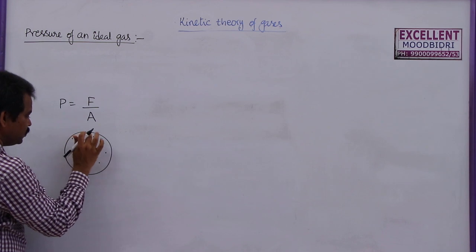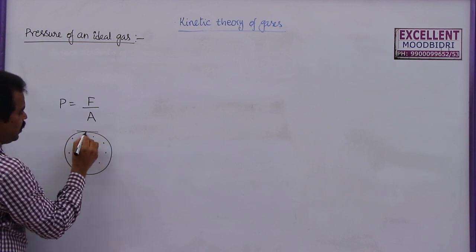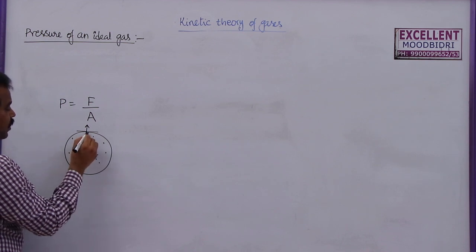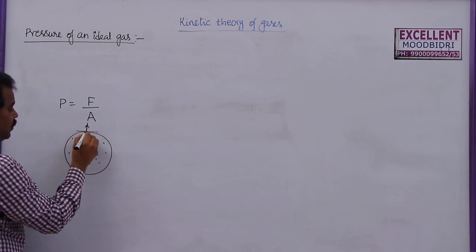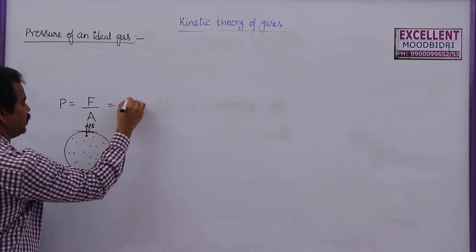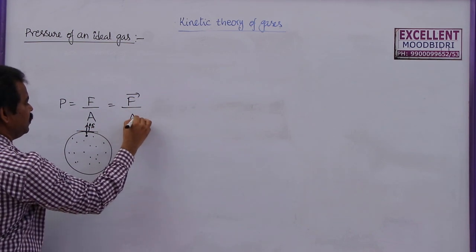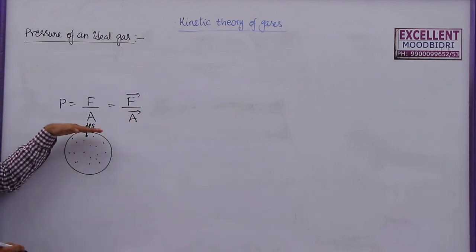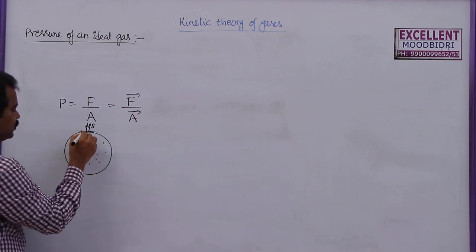If you want to find out pressure at a particular point, then area is this one. This is the normal force exerted by this gas molecule on this one. And the area vector is also taken perpendicular to this surface. So this is the area vector. Generally what we can write? Force vector by area vector. So the area vector is always perpendicular to the surface that we are considering here.